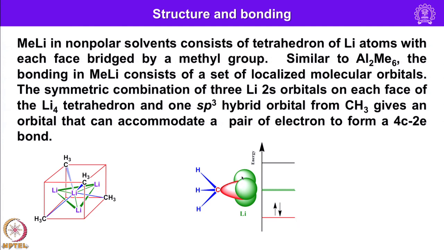This involves 3 lithium 2s1 orbitals and 1 sp3 orbital. So, here we have 4 orbitals essentially that constitute 1 bonding orbital where these 2 electrons reside, and we have 2 non-bonding and 1 anti-bonding. So, this is how one can explain the bonding in methyl lithium.